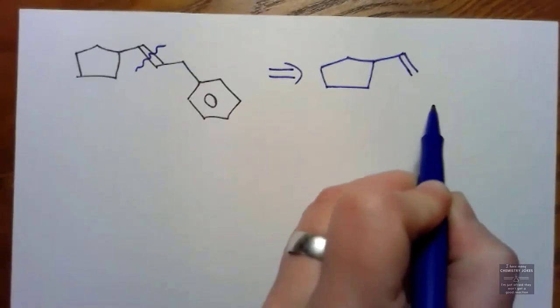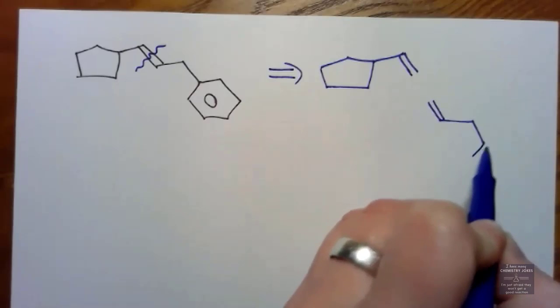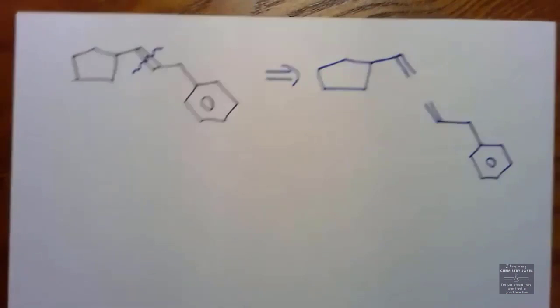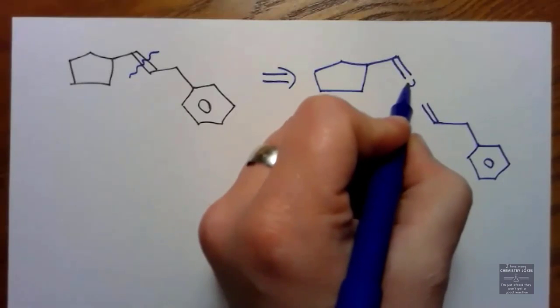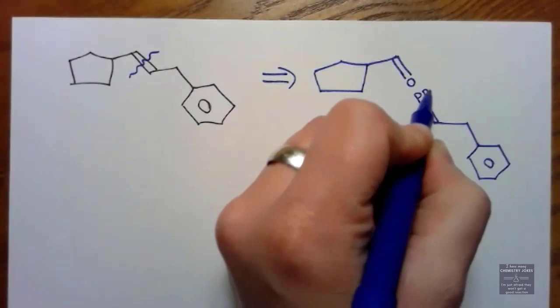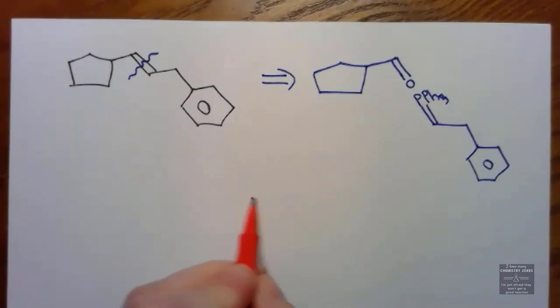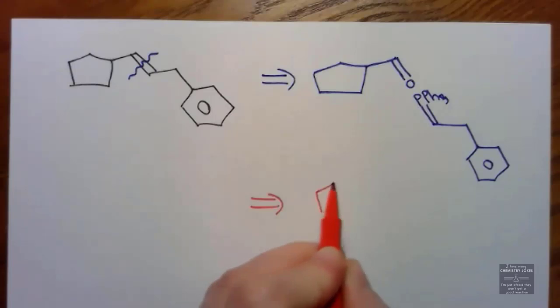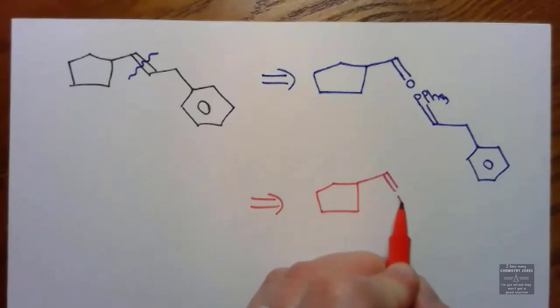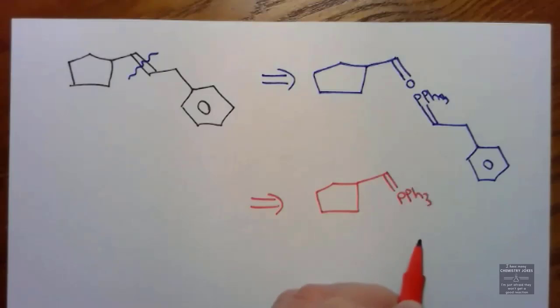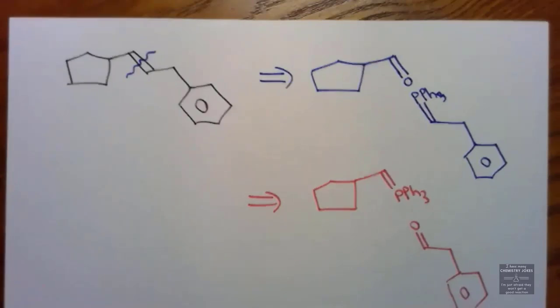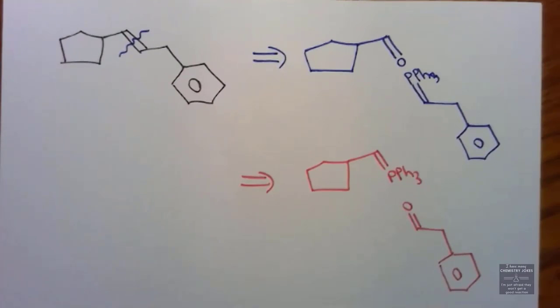So the two pieces are going to be these, except one of them needs to be a carbonyl, while the other is your ylide, like that. You could absolutely 100% reverse the order. This could be your ylide, and this could be your carbonyl. It doesn't matter. One is not really preferred over the other. It just depends on how you want to make it.